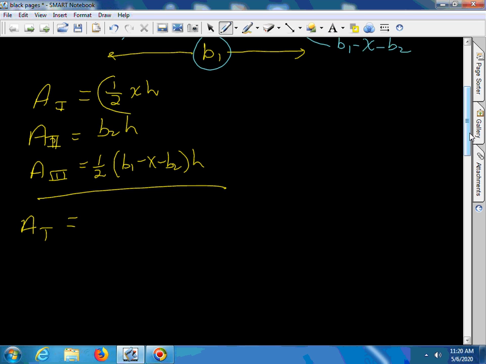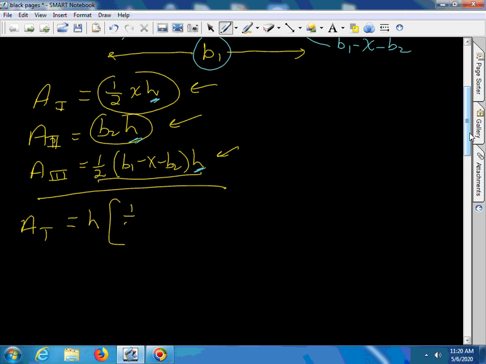Now, if you notice, all three of these have a factor of h. So I'm going to factor that out. Just going to write down the sum, except I don't write h. Anything that I underline, which is only the h, I won't write down. So it's 1/2 x plus b2 plus 1/2 of b1 minus x minus b2.